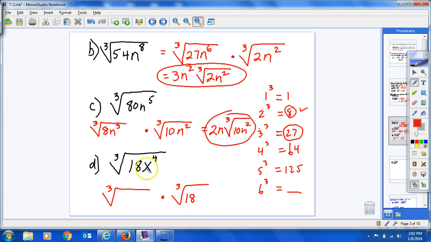Okay, so let's focus on x to the 4th. 3 doesn't divide into 4 evenly, but 3 does divide into 3 evenly. And I can put x to the 1st over here so that when multiplied together, just keep in mind these two radicals that you come up with have to multiply together to equal the one that's given. Okay, so this one's pretty easy. The cube root of x to the 3rd is x, and we'll be multiplying times the cube root of 18x.